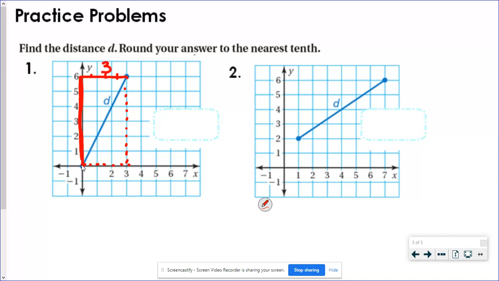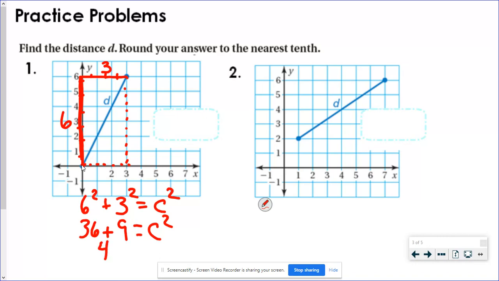And you can even see I've got this numbered, 1, 2, 3, 4, 5, 6 here. To find that diagonal, we're just going to use the Pythagorean theorem. So 6 squared plus 3 squared equals c squared. That's going to be 36 plus 9, and 36 plus 9 would be 45.